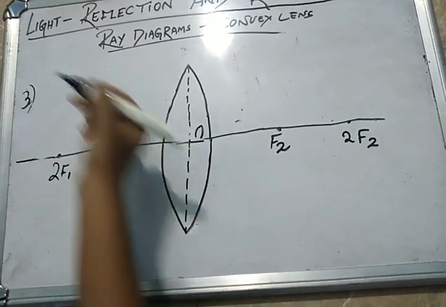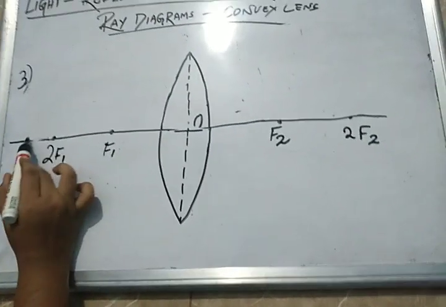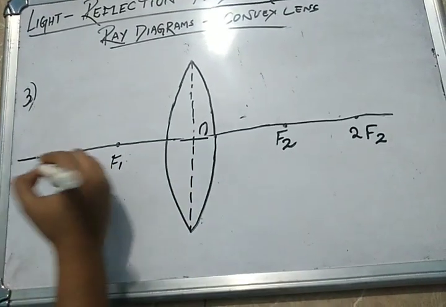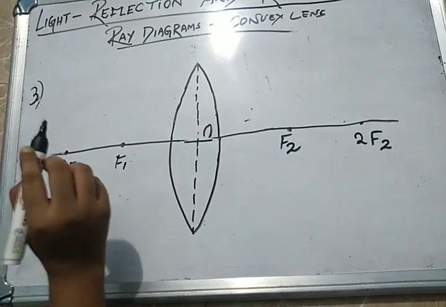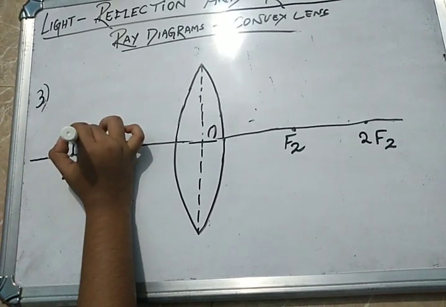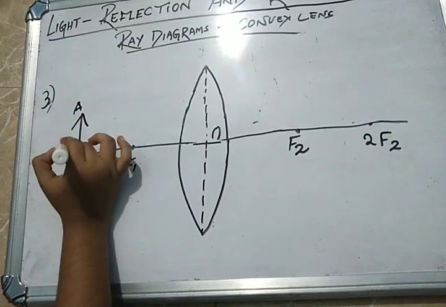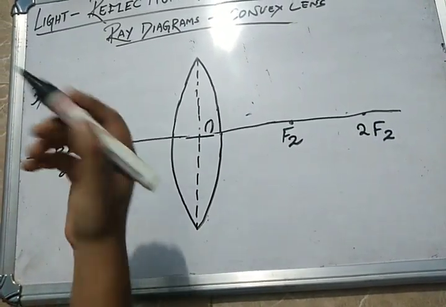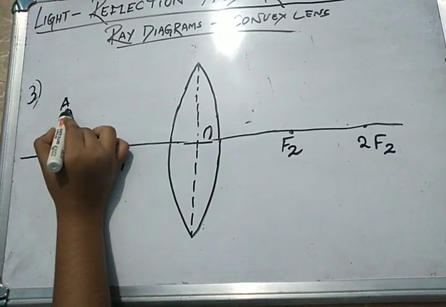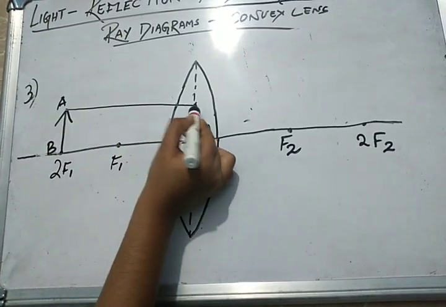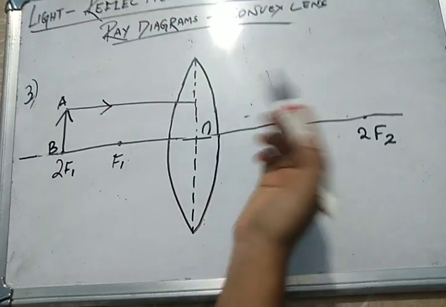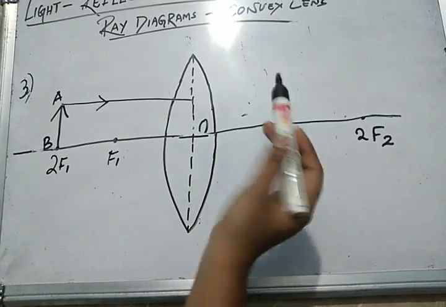Third ray diagram. I told you that we'll be bringing the object closer to the convex lens. Now the third ray diagram, my object is at 2F1. This is the object A, B. Now I take 2 incident rays, one from here, one from the top. Now after refraction, where will it go? It will pass through F2.